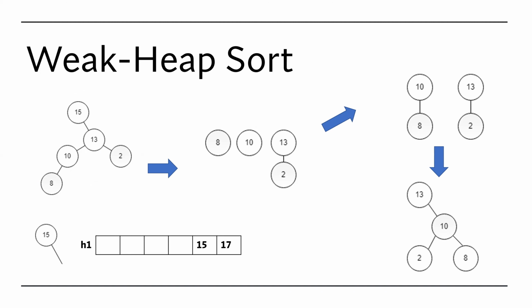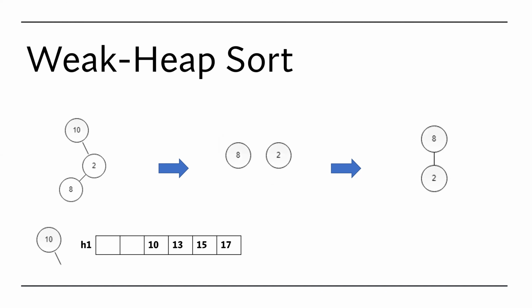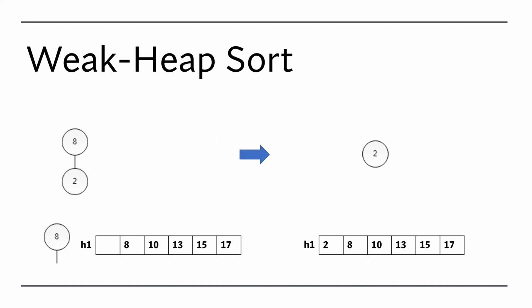and remove all the nodes and put them into the array. Now we remove 15. Then we remove the key node 13. And after that, we remove the key node 10 and put it into the array. And now we remove the last two nodes, which are 8 and 2. And now we have a sorted list of our weak heap.